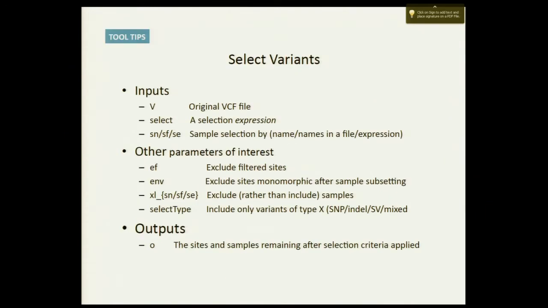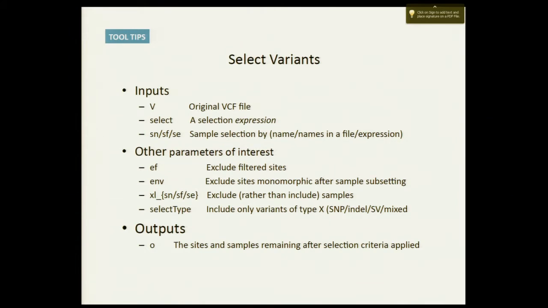One way of subsetting your calls is through our tool called select variants. This takes the original VCF file, which is what you want to select out of, and an expression. For instance, you want to select allele frequency less than 1%, because you're interested in rare variants. You can do that through the select expression, and that will select out rows based upon what's in the info field. Additionally, you can select out columns by giving sample IDs or expressions that will match certain sample IDs, and that will help you extract out columns.